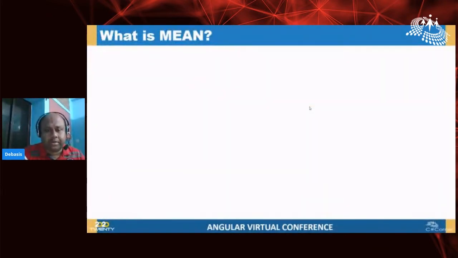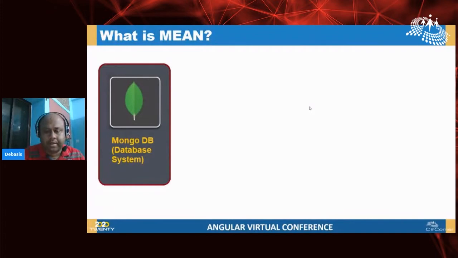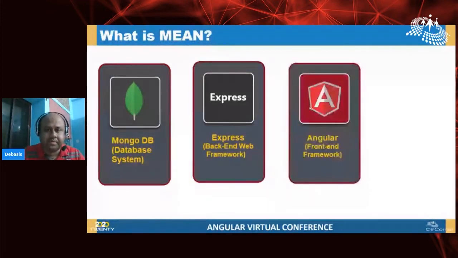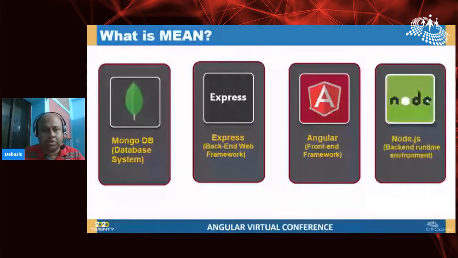Before we start, this is a practical oriented session. Before we go to the practical demonstration, just a little bit of discussion about MEAN. MEAN basically stands for four different technologies: one is MongoDB, another is Express, then Angular and Node.js.